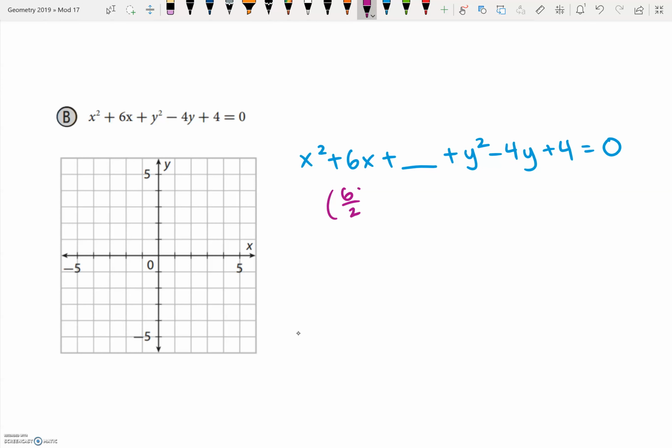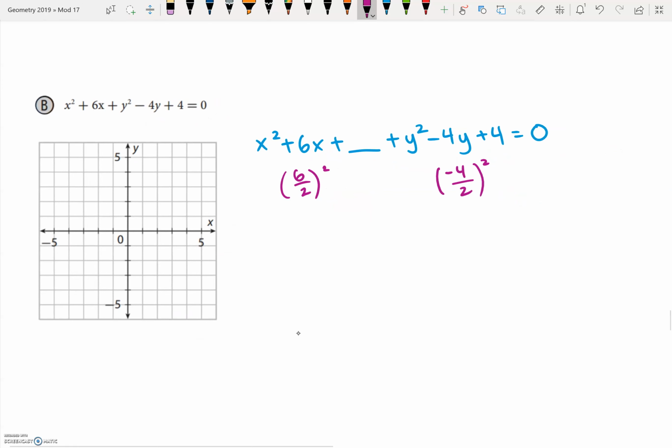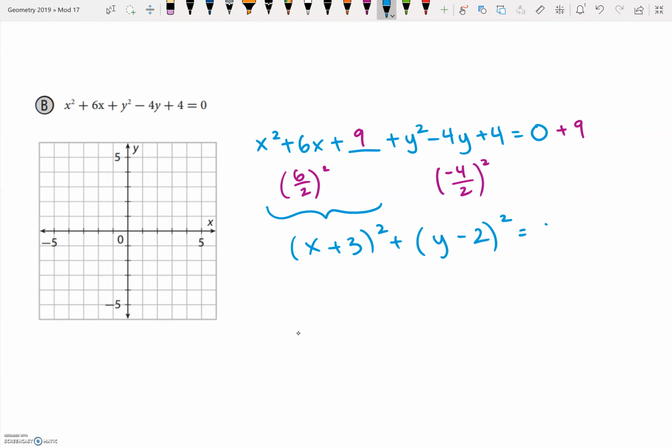So half of 6 squared, and is half of 4 squared equal to 4? It is. Half of 6 is 3. 3 squared is 9. We're going to add 9 to both sides. This one's already complete, so x becomes (x plus 3) squared. y becomes (y minus 2) squared, and this is 9 with a radius of 3. So we're going to plot our circle, going to the left 3 and up 2 with a radius of 3, and then we'll draw our circle.